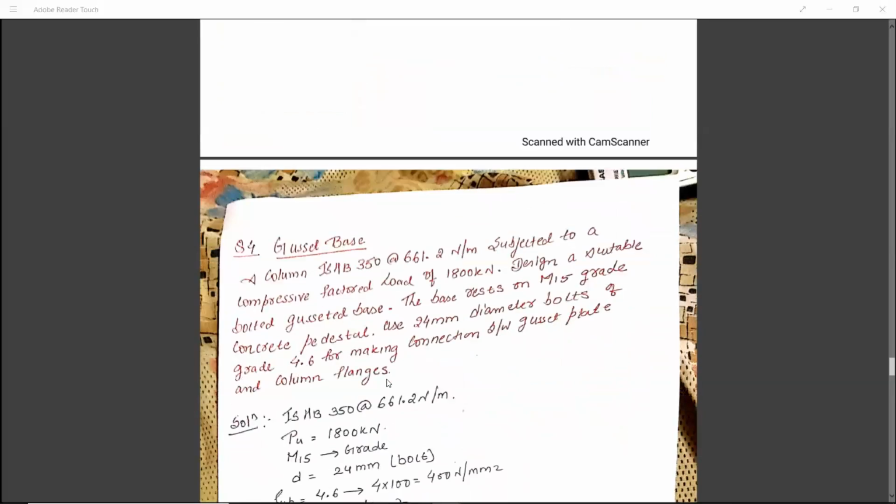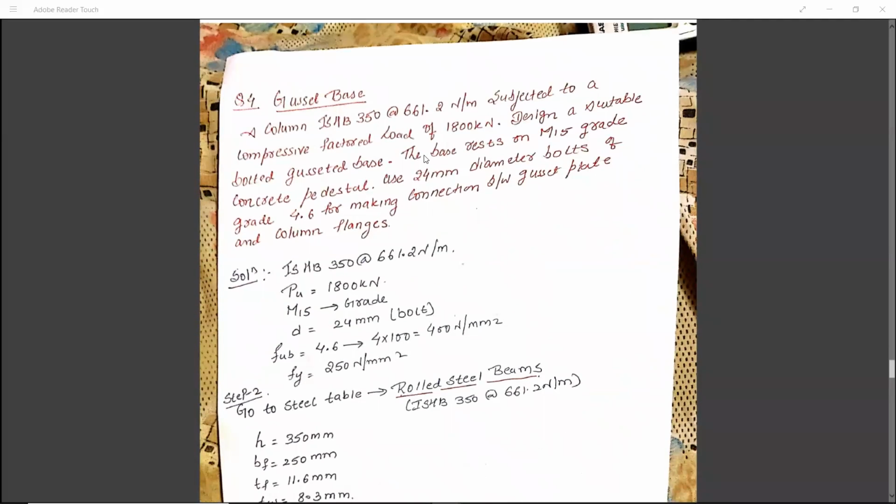So coming to the problem: a column of ISHB 350 at 661.2 Newton per meter is subjected to a compressive factored load of 1800 kilonewton. See, this factored load is given already. Design a suitable bolted gusset base. See, it is not asking for a welded gusset base. It is asking for a bolted gusset base. The base rests on M15 grade concrete. Generally in gusset bases, we take concrete strength as 15 to 25.